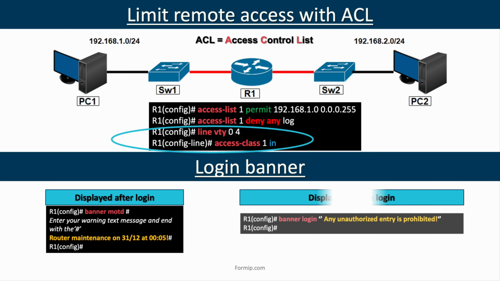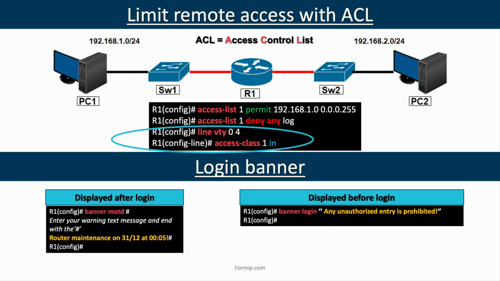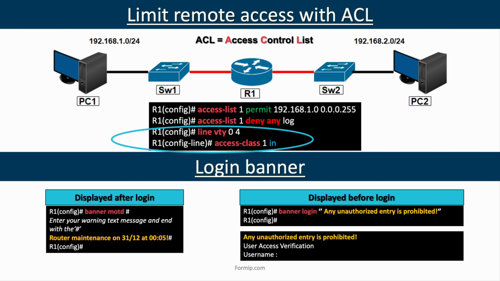The message will be displayed after login, and if you use the banner login command, the message will be displayed before the user logs in. For this command, you need to add the banner text in quotation marks. And when a user connects to the router, he will see this type of message with the warning. So, in the United States, if there is no warning banner configured, or if it is not clear enough, then a malicious person could cause great damage to the company without being prosecuted because he was not warned before connecting.